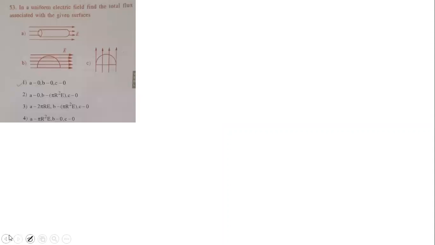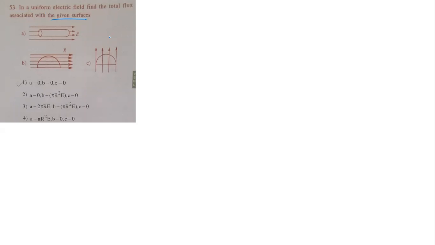Yes, we have 3 more questions including this one. If you finish, then we are done with Gauss law. Question number 53 says, in a uniform electric field, find the total flux associated with each given surface. We need to find this in these 3 cases.